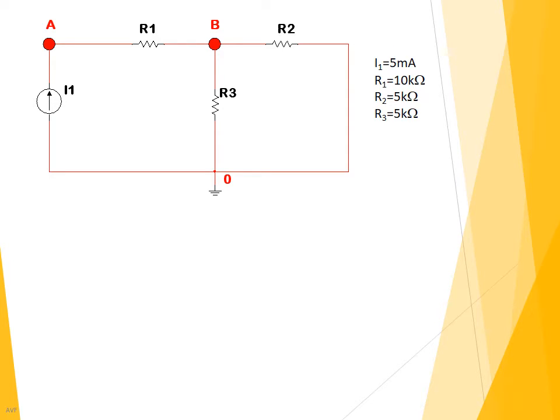So let's provide you with some known quantities so that we can go through this example in a methodical way. I1 is equal to 5 milliamps, R1 is 10 kiloohms, R2 is 5 kiloohms, and R3 is 5 kiloohms.